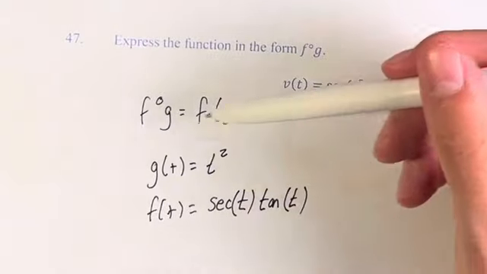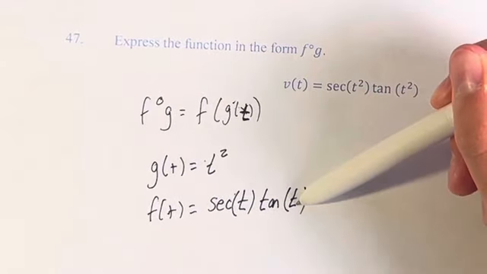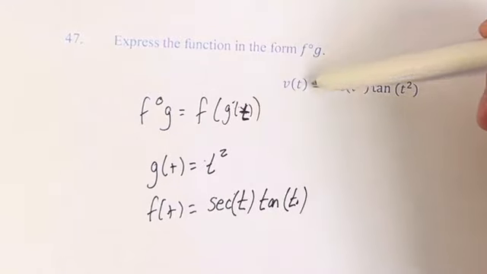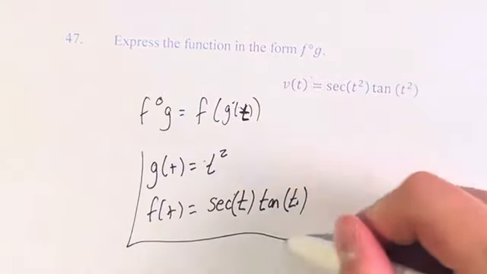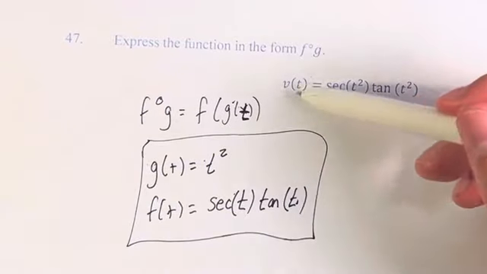Because then when we plug in g of t, we get a t squared here and a t squared here. And we come back to the original function v of t. So these are our functions f and g of t, which result in this composition.